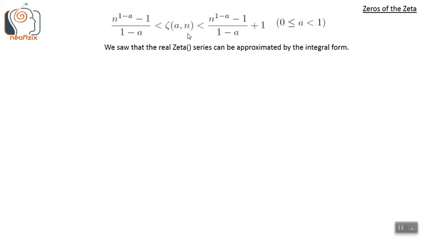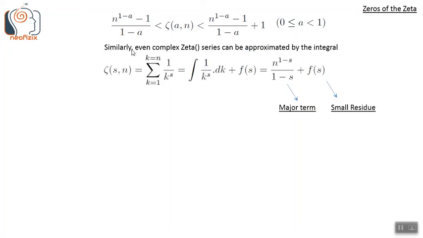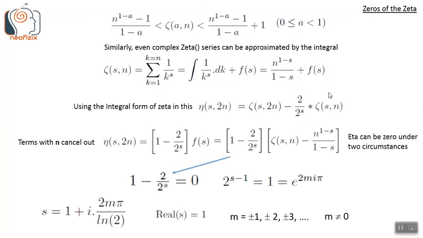But we know from the real zeta series that the zeta function can be approximated by its integral form. Similarly, even the complex zeta series can be approximated by the integral form. So zeta of s, n, which is the summation of this up to n terms, is very close to the integral of 1 by k^s plus some residual term. So what we get is the major term, n^(1-s) by (1-s), and there is a small residue f of s.